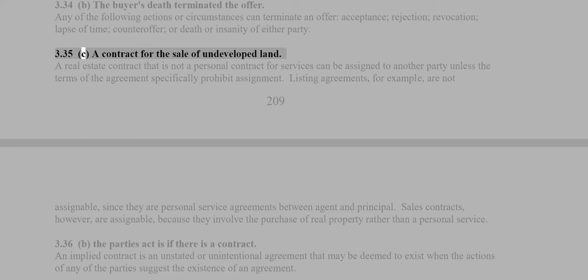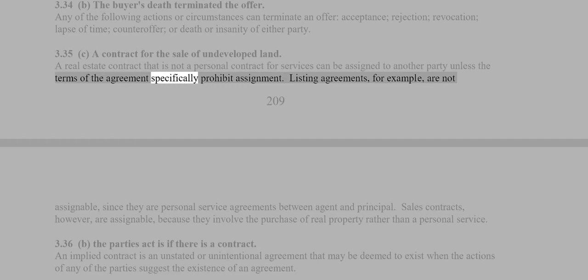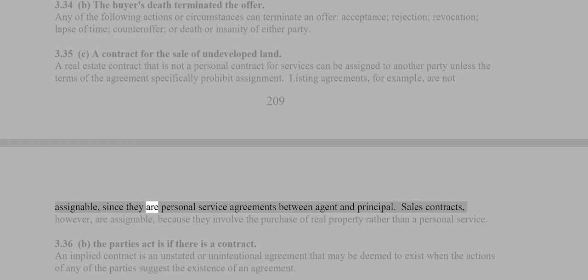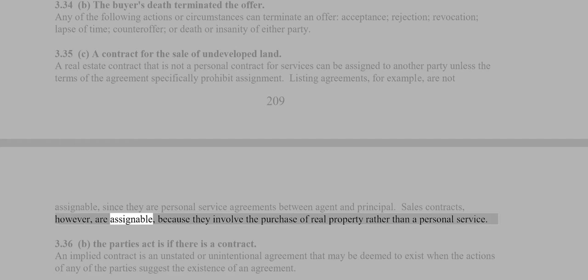3.35 c. A contract for the sale of undeveloped land. A real estate contract that is not a personal contract for services can be assigned to another party unless the terms of the agreement specifically prohibit assignment. Listing agreements, for example, are not assignable, since they are personal service agreements between agent and principal. Sales contracts, however, are assignable, because they involve the purchase of real property rather than a personal service.